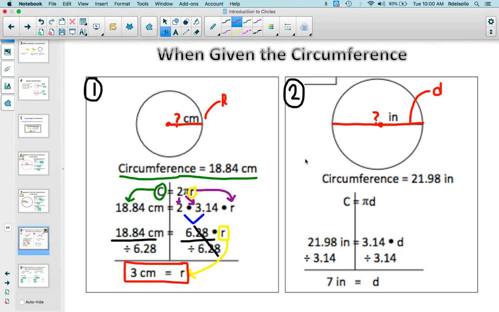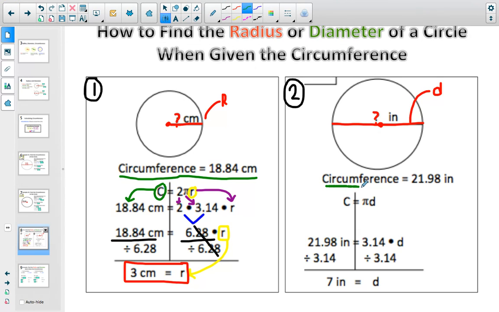So we know the circumference in this example is 21.98. The circumference is given to us. So since we're trying to solve for the diameter, we're going to use the formula C equals pi times diameter, right? We're using the formula that has a D in it because we're trying to solve for D.